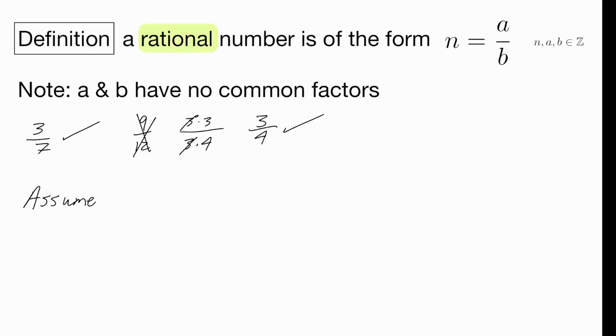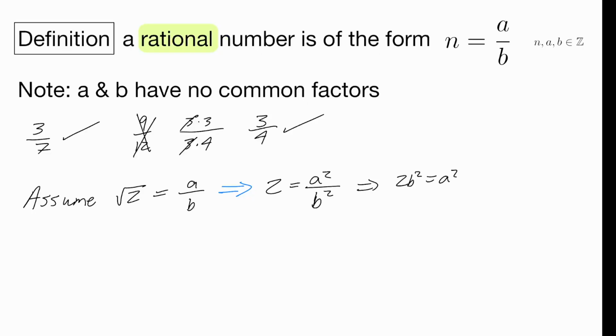We're going to assume that the square root of 2 is a rational number and show how that leads to a contradiction. So let's assume that the square root of 2 is equal to a divided by b, or the ratio of a to b. And let's go ahead and square both sides. Just do some algebra here. So 2 equals a squared divided by b squared. Multiply both sides by b squared, and we get 2b squared equals a squared.